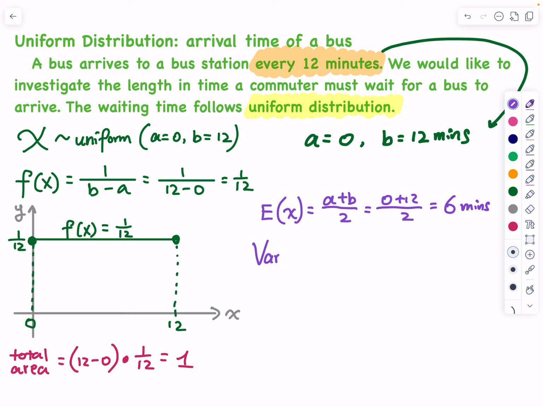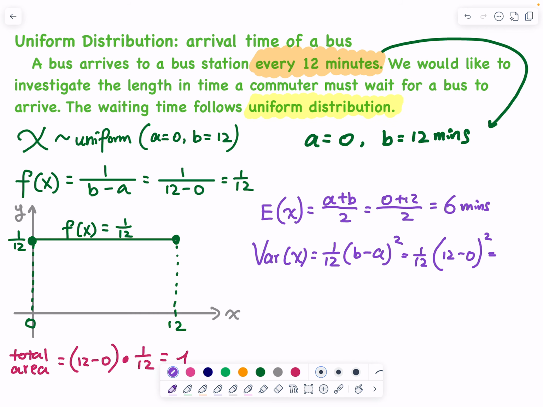And then the variance. The variance has a 1 over 12. I need to remind you that this 1 over 12 is part of the formula. It is always 1 over 12. Then we have the maximum is 12 and the minimum is 0, and then square, 12 squared, divided by 12. That is equal to 12, right? And what is the unit? The unit is minutes squared, because you square the minutes right here. And then variance is meaningless because the unit is squared.